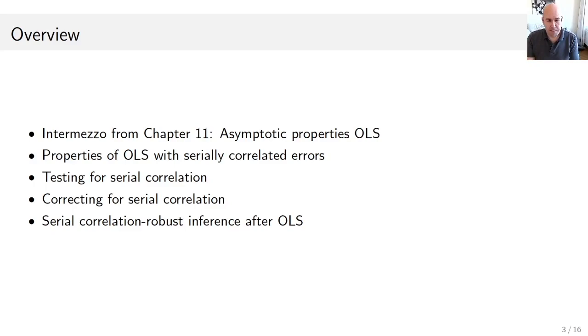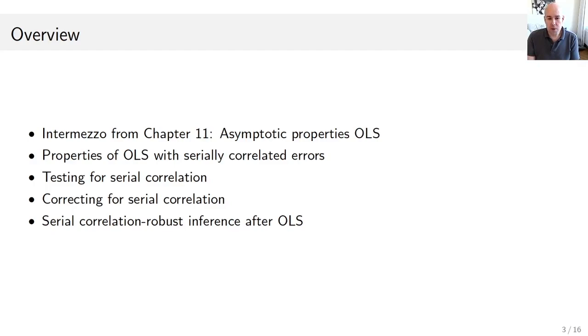Thereafter, we're going to talk about properties of OLS with serially correlated errors. So one of the assumptions we have made up to now will be violated or will not hold, and we will think about what that means for the properties of our OLS estimator.